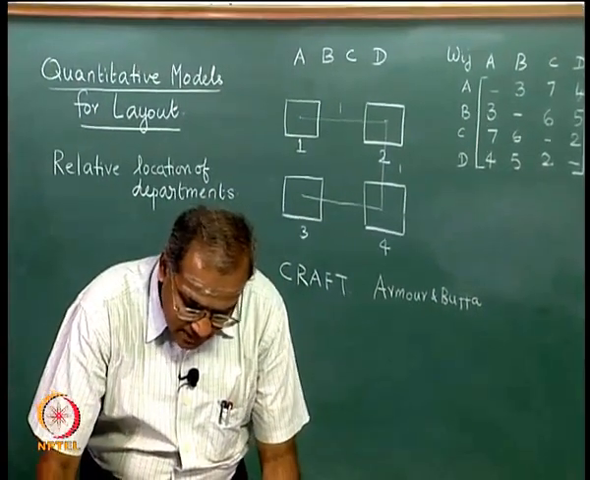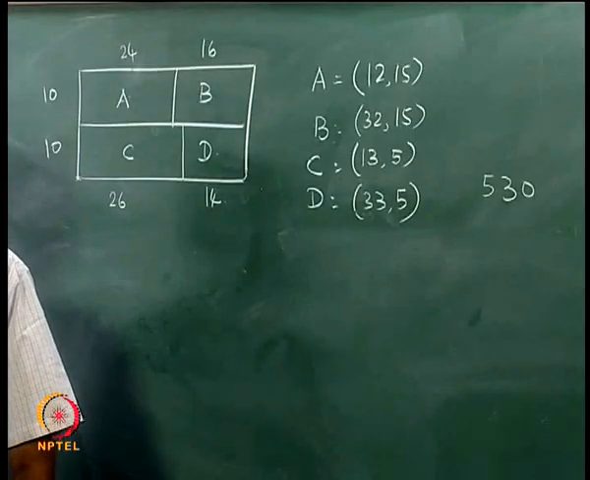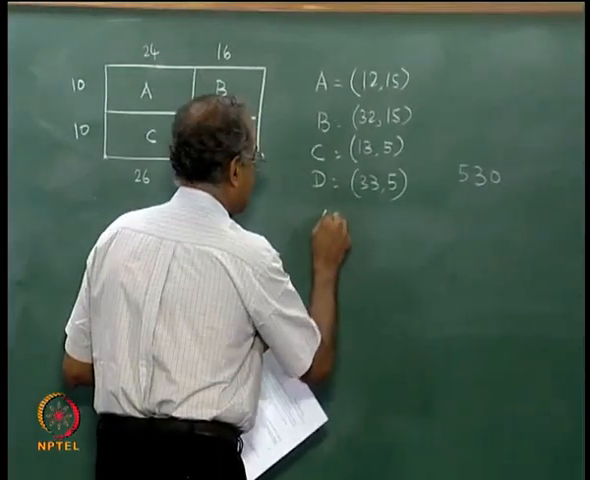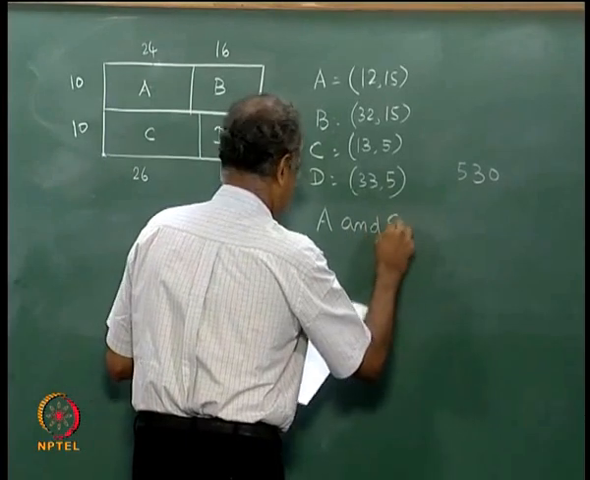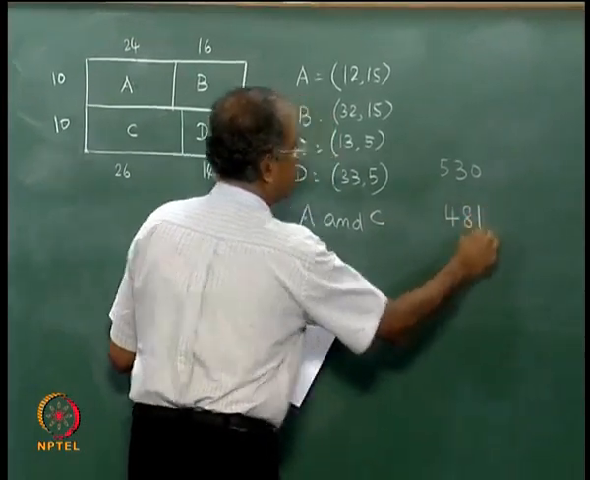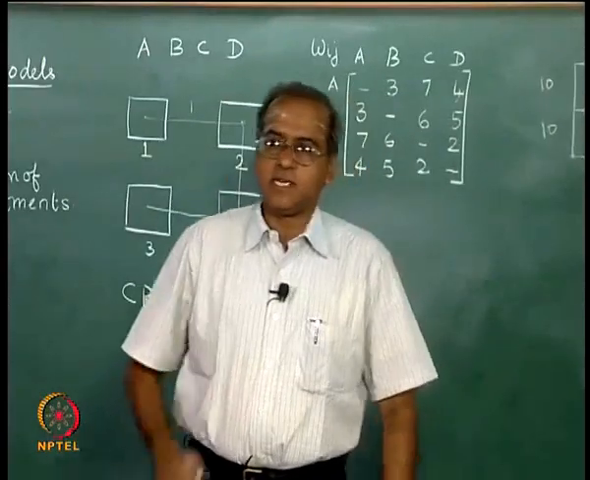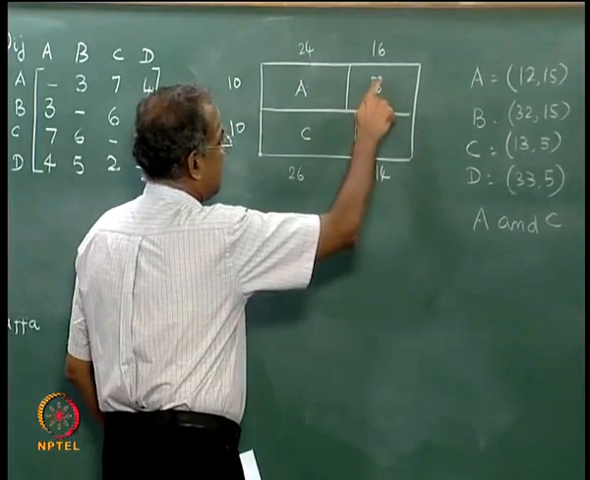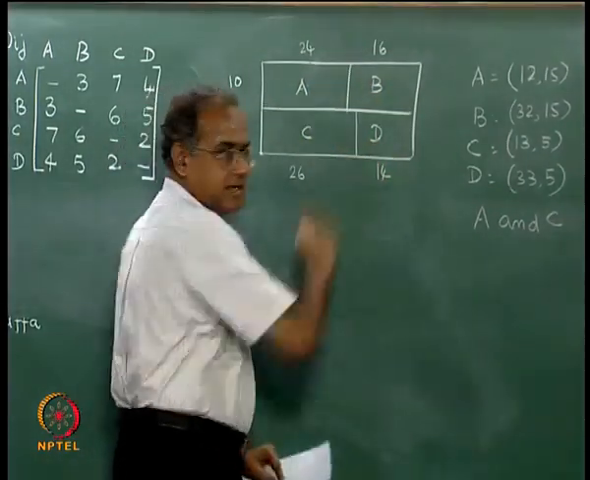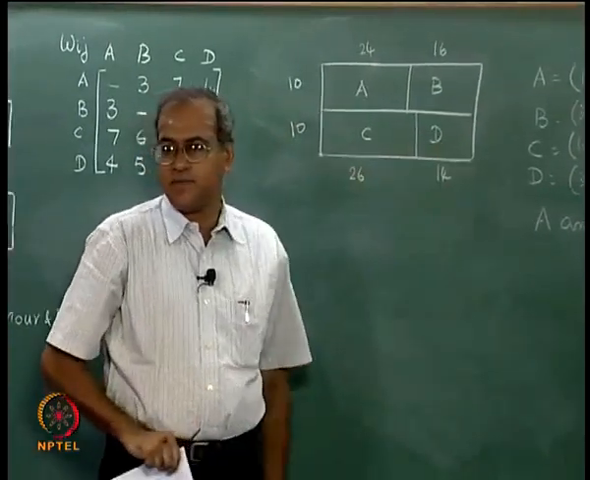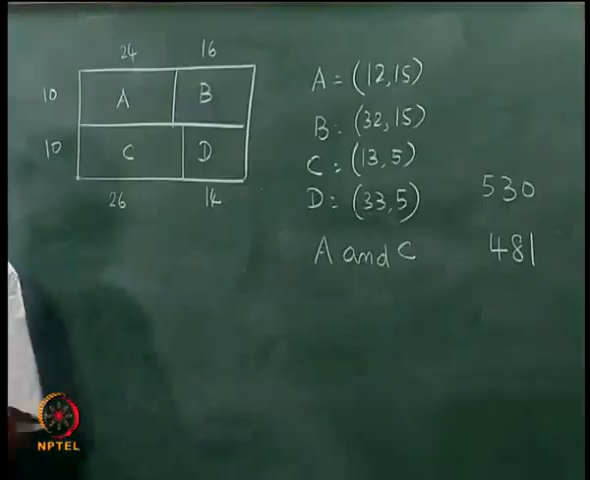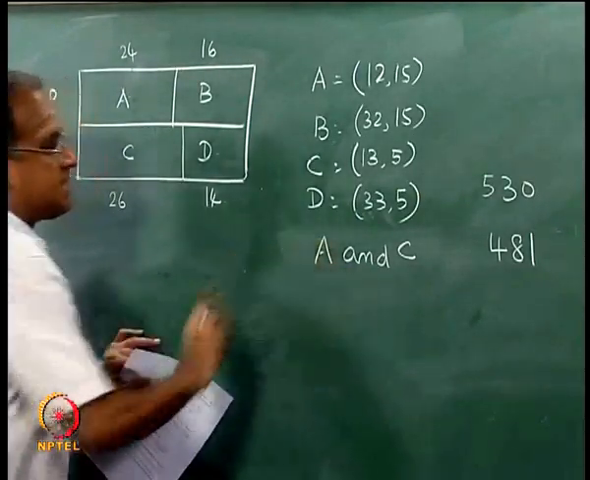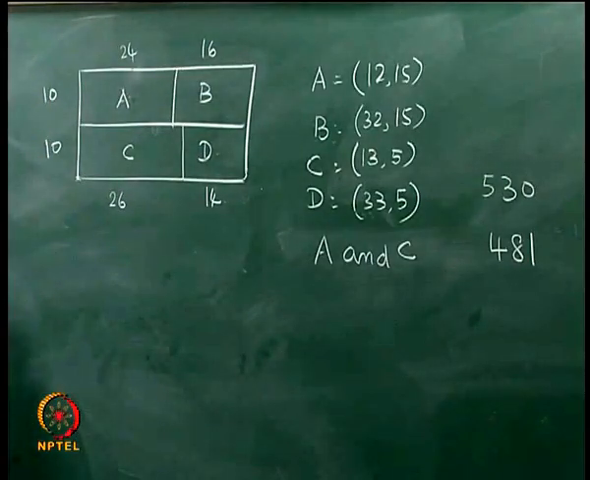and then we realize that the best exchange happens between A and C with value equal to 481. So, we have considered 5 exchanges, that is between A and B, A and C, B and C, B and D, C and D by exchanging the centroids. We have not considered A and D because they do not have a common border, and out of the 5 we realize that exchanging A and C gives us a good value of 481.